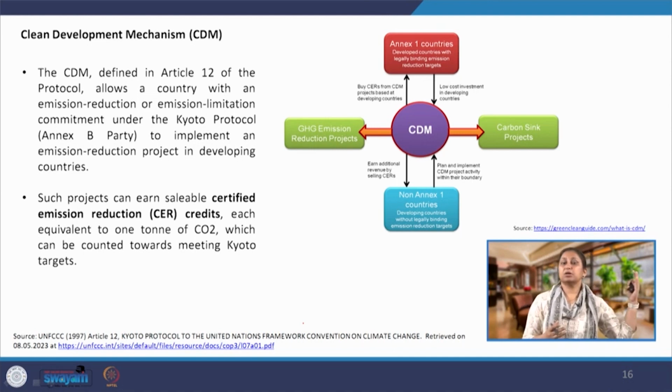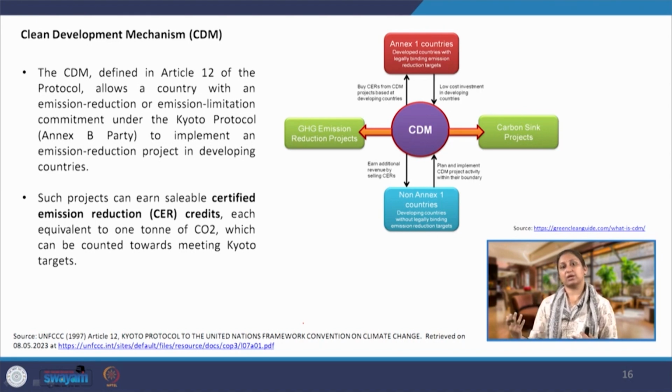Now, a developed country might not have enough land within its geographic boundaries to develop a carbon sink project like afforestation, so it funds one elsewhere. For example, taking the same example again, China funds afforestation in Bhutan. Now, what is it costing Bhutan?